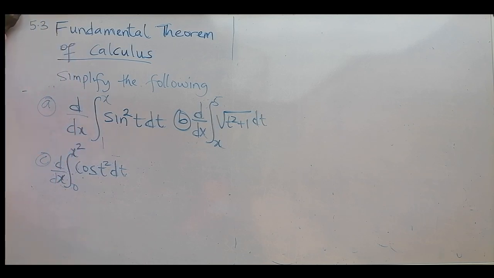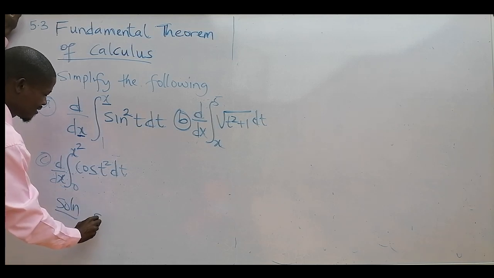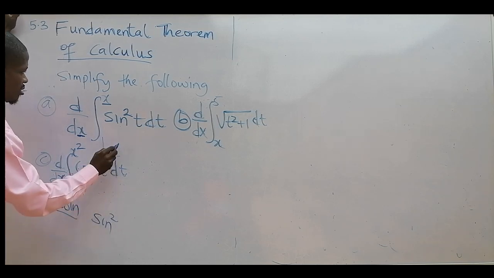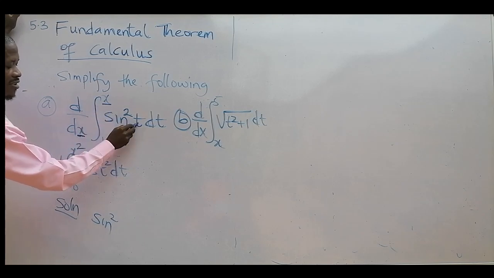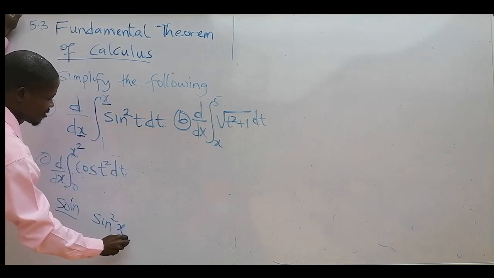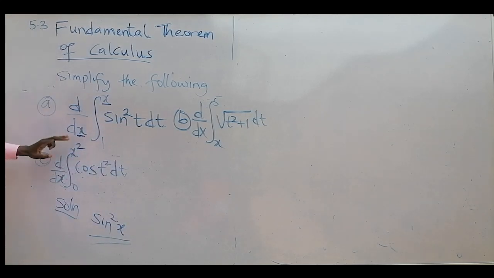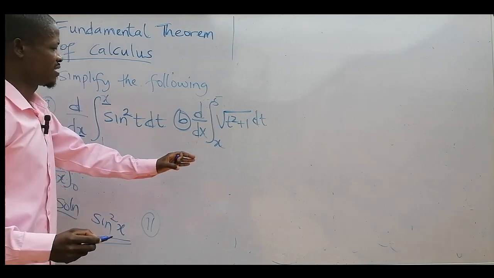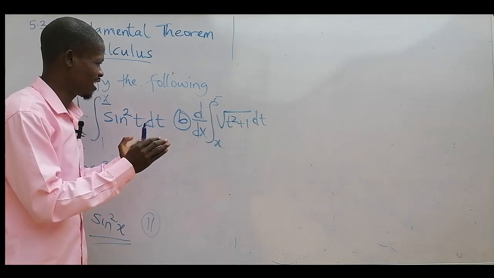The first observation is this: the variable here and here must be the same thing. Once they are the same, it's just direct substitution. So the first one is going to be equal to sine squared. Then you substitute your x for t. That's x, and that finishes your solution. That's the first one.